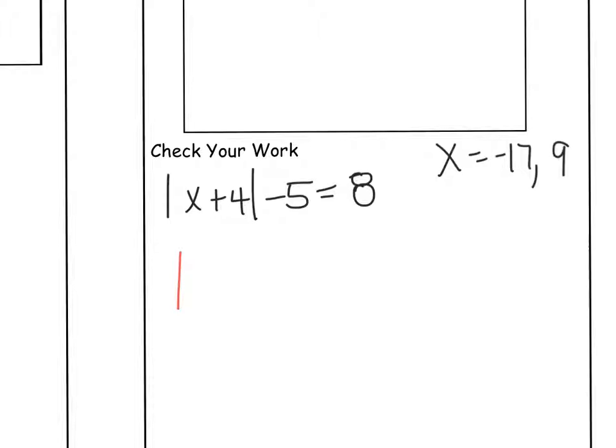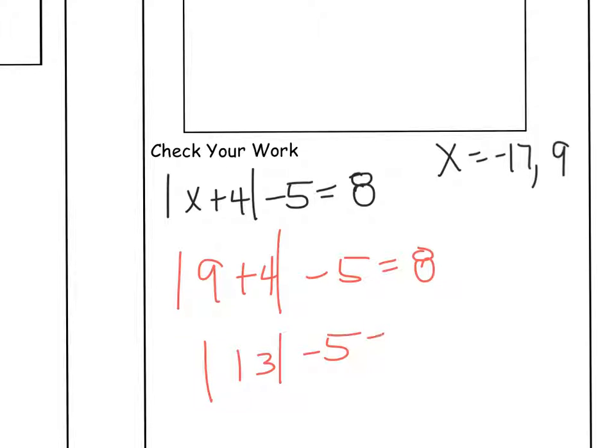So we have the absolute value of 9 plus 4 minus 5 equals 8. 9 plus 4 is 13, so the absolute value of 13 minus 5 equals 8. The absolute value of a positive 13 is still a positive 13, minus 5 equals 8. And again, we have 8 equals 8, and so we have confirmed that that also is a correct answer.